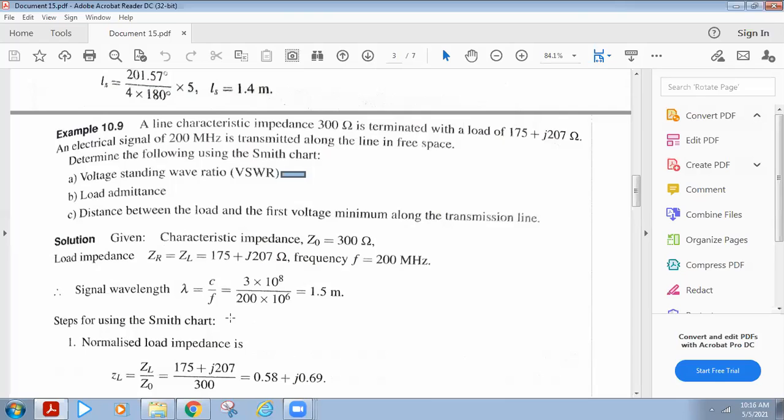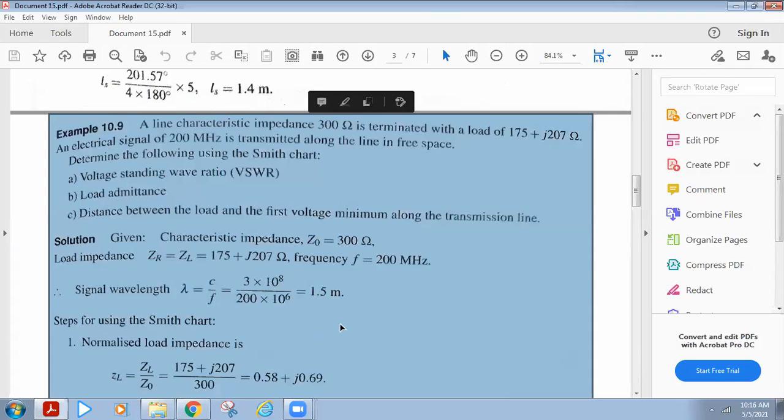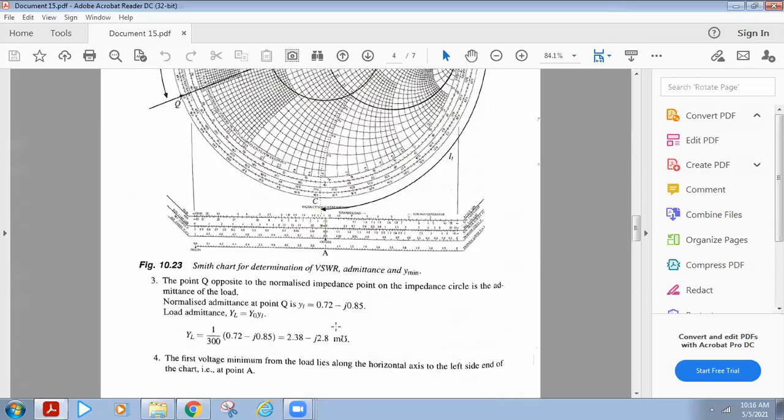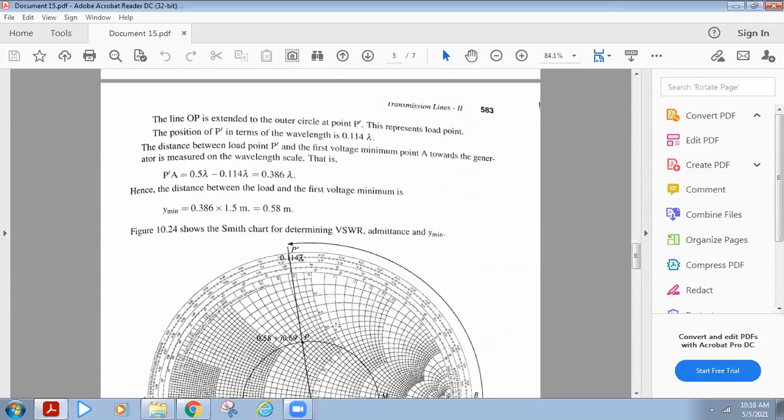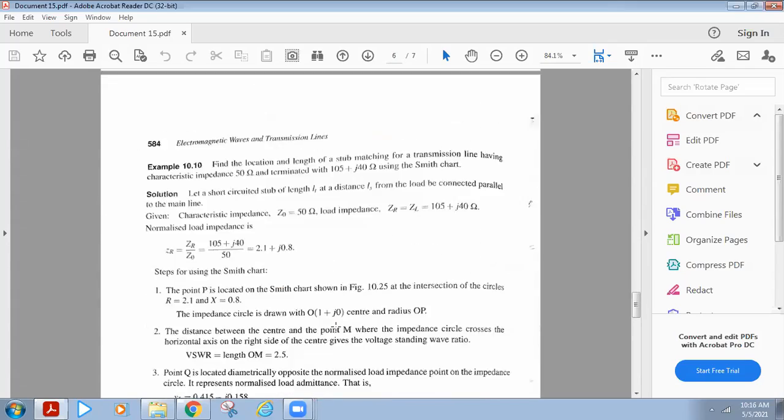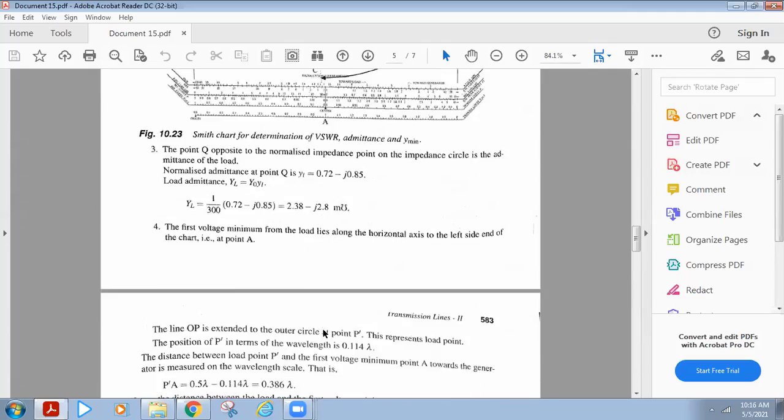The steps for using the Smith chart: all of you please go through this. This is very, very important. What does the Smith chart actually contain?